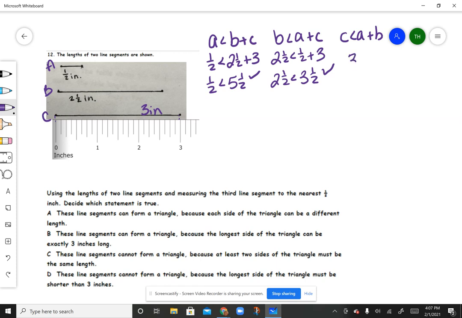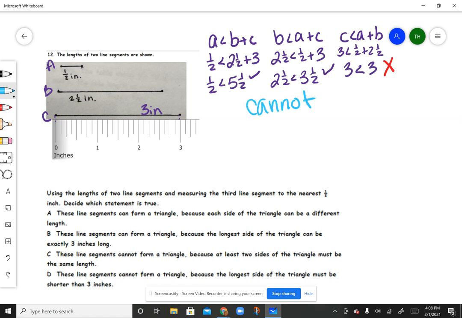C is 3 is less than, sorry, I'm going to move that up a little bit. 3 is less than 1/2 plus 2.5. So 3 is less than 1/2 plus 2.5 would be 3. 3 is less than 3. That is not true. 3 is equal to 3, but 3 is not less than 3. So I know that if all three of these inequalities don't work out, then it cannot form a triangle.